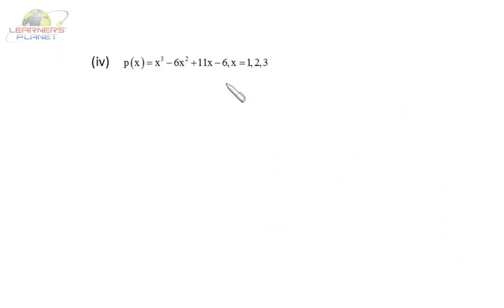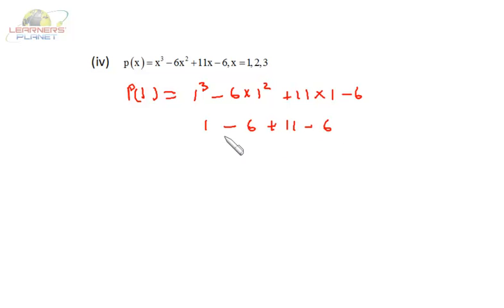Now in this question we have to check whether 1, 2 or 3 are zeros of this polynomial or not. So let's first of all find P1. It's 1 cube minus 6 into 1 square plus 11 into 1 minus 6. So it's 1 minus 6 plus 11 minus 6. So it is 12 minus 12, 0. That means if we put x is equal to 1, we are getting 0. That means 1 is the root, or we can say 0 of this polynomial.